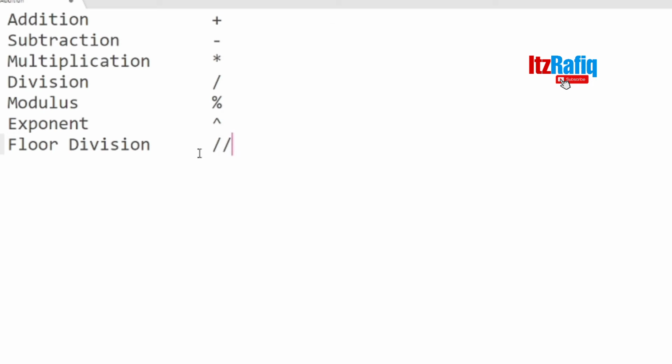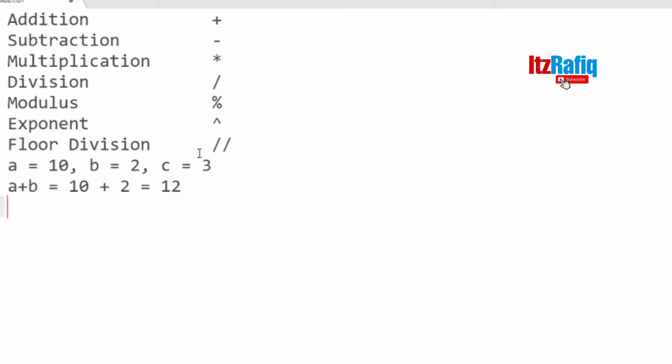Now how does it work? Suppose here I am giving one example. I have two variables, a equal 10 and b equal 2, and one more variable c equal 3. Now for addition, suppose my expression, which is a collection of operators and operands, is a plus b. What will it return? It will return the sum of the values of a and b. The value of a is 10 and the value of b is 2, so a plus b will be equal to 12. This is how addition works.